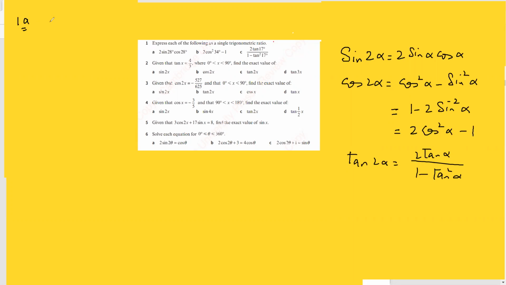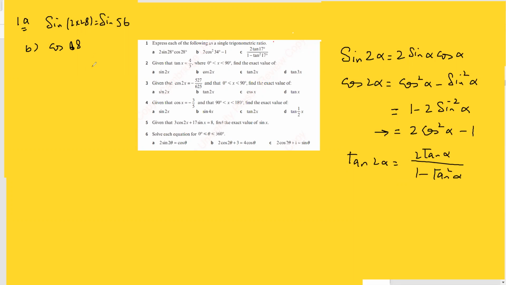Because if you change this 28 with the alpha, this can be written as sine 2 times 28. So that is how this becomes sine 56. Okay? Similarly, this is 2 cos square 34 minus 1. So maybe you can use this formula. 2 cos square 34 minus 1 is going to be cos 2 times 34. So this b part can be cos 68.